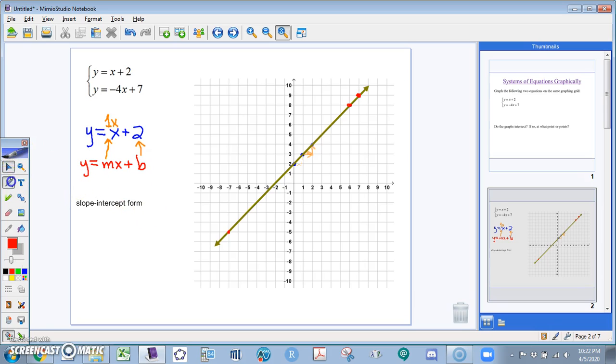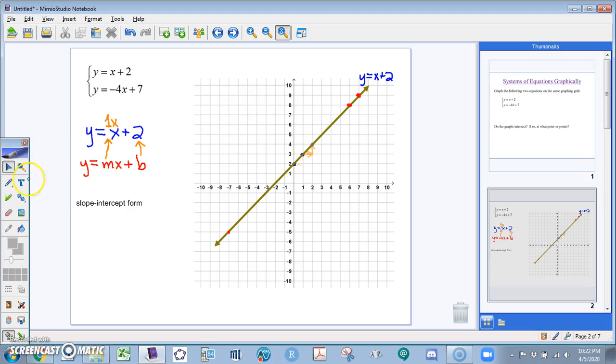So make sure that you've drawn a really good graph, because we're going to be getting our answer from this based off of our graphs. So there is my first equation. I've graphed that first one of y is equal to x plus 2. None of this should be new to you. You've seen it before. Just easy review here.